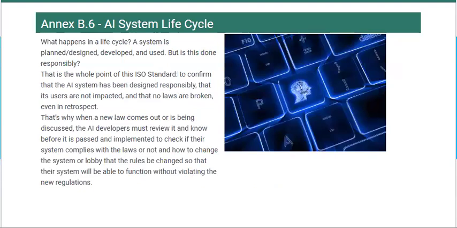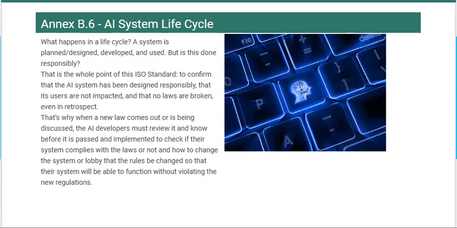Annex B.6 AI System Lifecycle. What happens in a life cycle? A system is planned/designed, developed, and used. But is this done responsibly? That is the whole point of this ISO standard, to confirm that the AI system has been designed responsibly, that its users are not impacted, and that no laws are broken, even in retrospect.